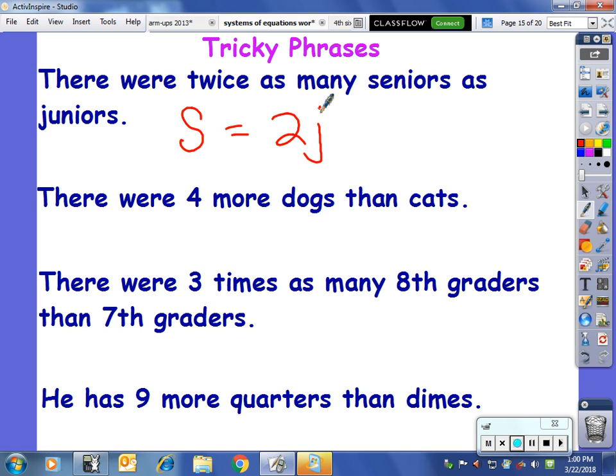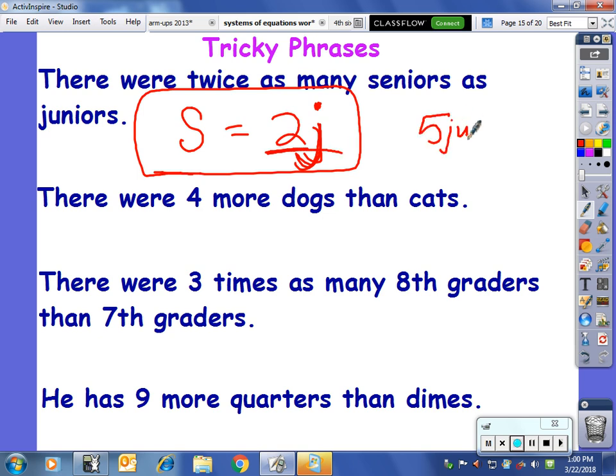These can be confusing. When I read these, I ask myself, what are there more of? It's pretty obvious when you read this that there's supposed to be more seniors. This equation gives me more seniors because you're taking the junior number and doubling it. Like, let's say there was 5 juniors. What am I going to do to the junior number? How many seniors would that give me? 10. Isn't that giving me more seniors? Because 5 times 2 is 10.